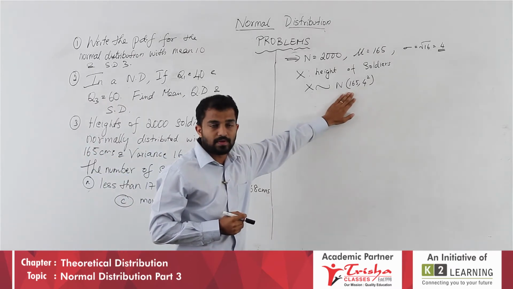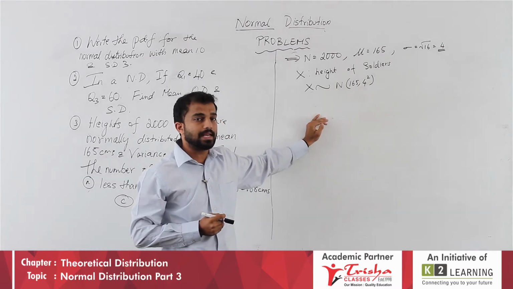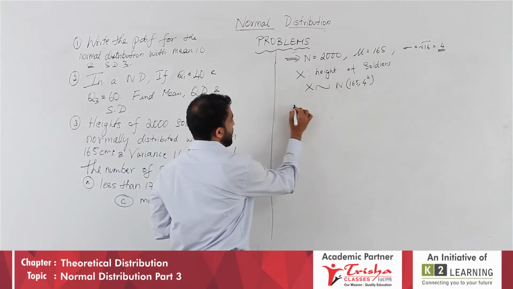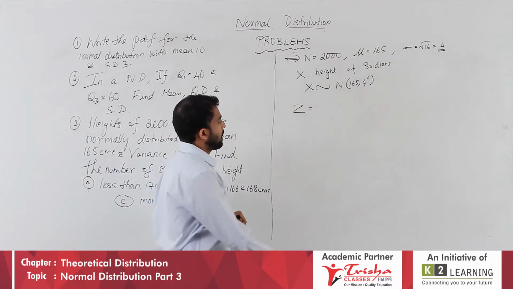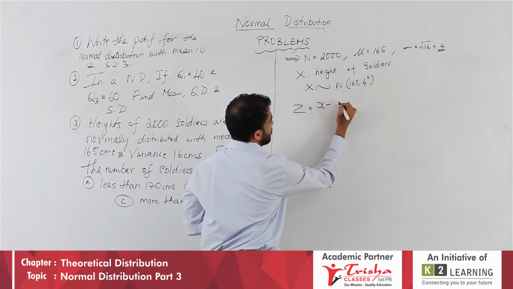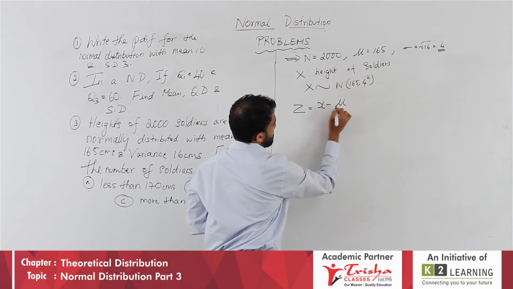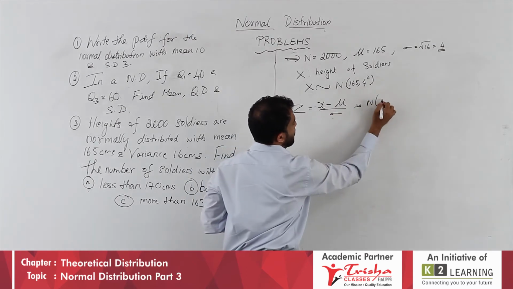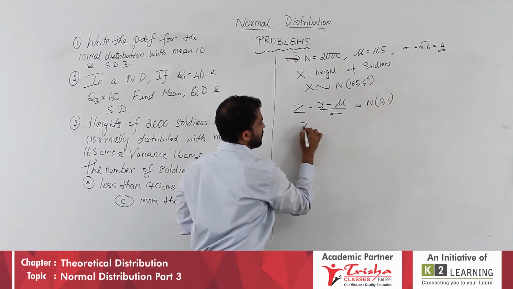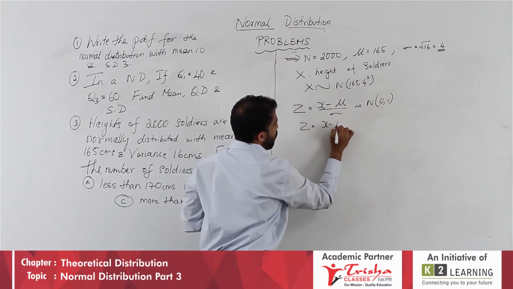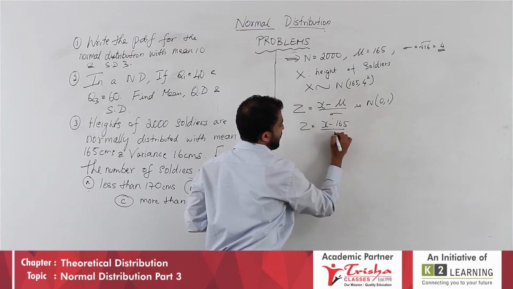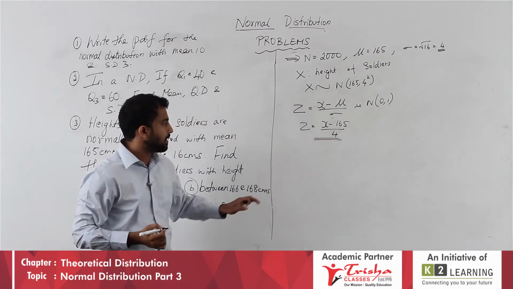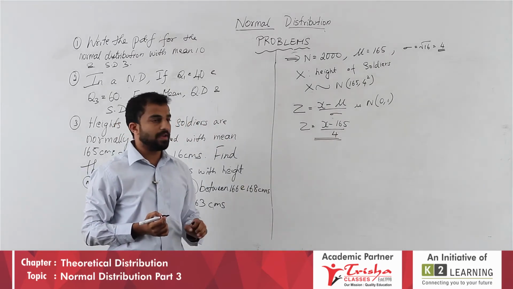Once we write this, we need to write the standard normal variate. And what is the standard normal variate? Standard normal variate says Z is equal to x minus mu, divided by sigma, is normally distributed with the parameters 0 and 1. So Z is equal to x minus 165 divided by standard deviation 4. And this is the standard normal variate.